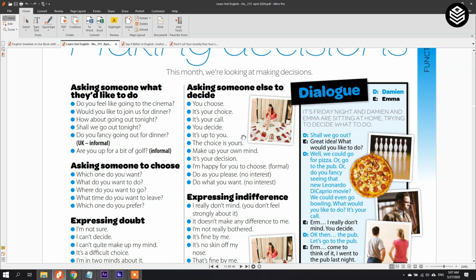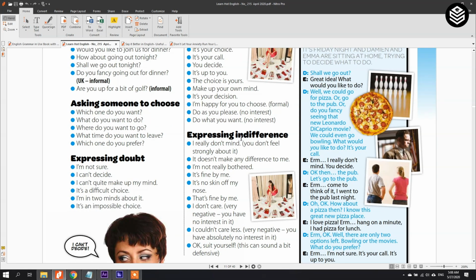It's actually informal, but it's okay between friends. You can use that. Do what you want. It means you don't have any interest in that subject. So, do what you want. Okay. The last one.